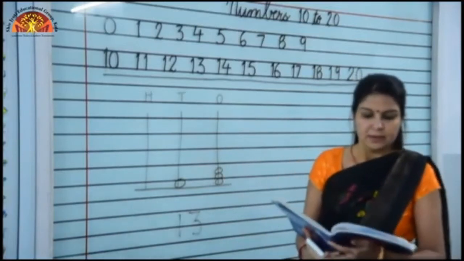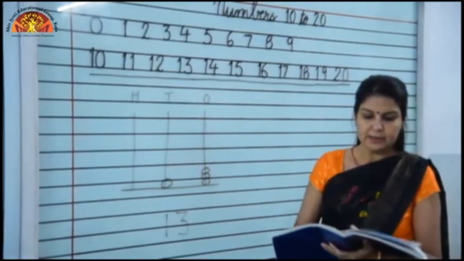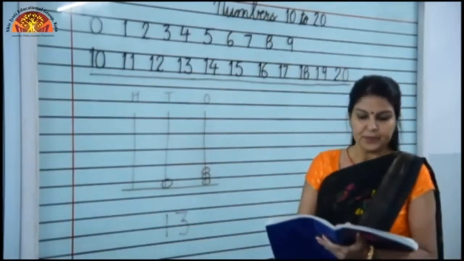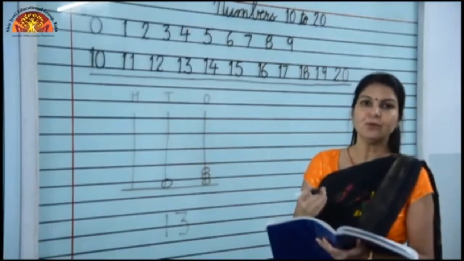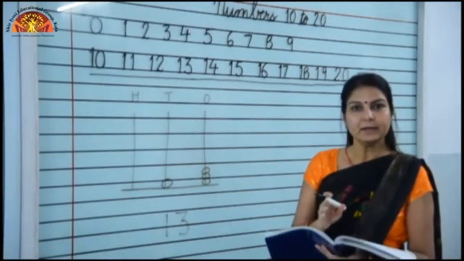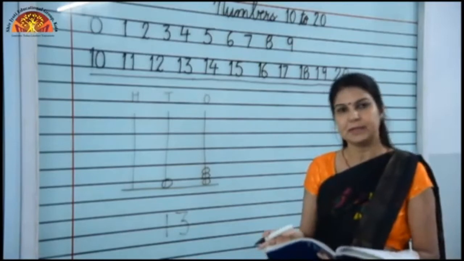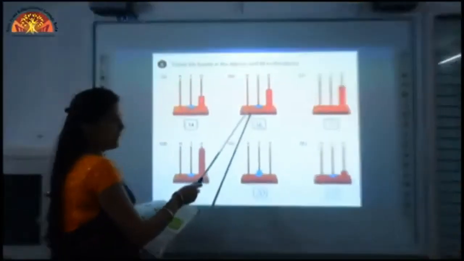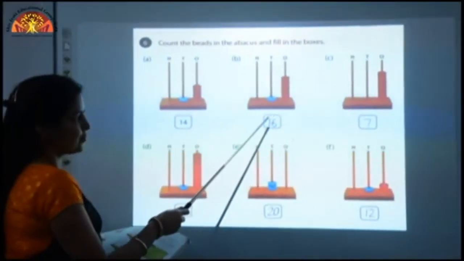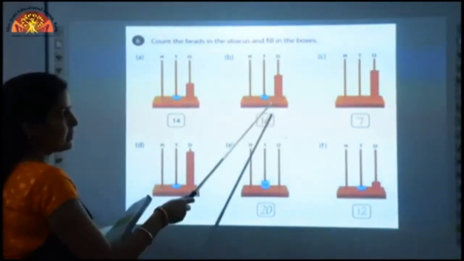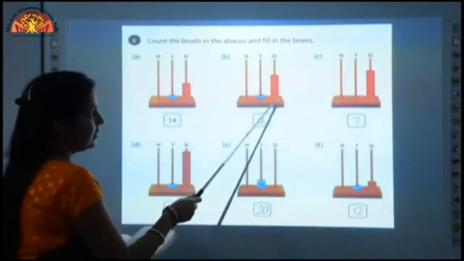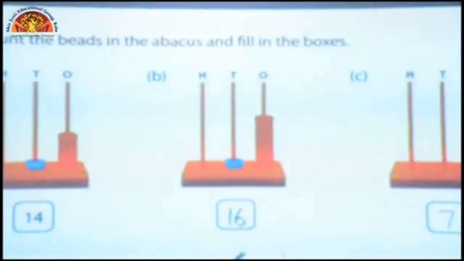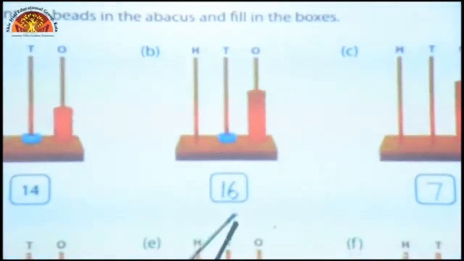Question number 6. Count the beads in the abacus and fill in the boxes. Here children, again this sum is based on abacus. What you have to do here? You have to count the beads and write the number of beads at their correct places. Suppose we are taking first question. Look here, beads are given in the picture. So we have to count the beads. We will start counting from ones. How many beads are here at ones place? 6 beads are here at ones place. So we will write 6 at ones place.